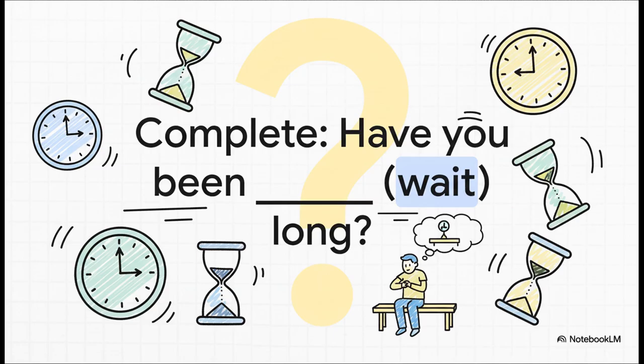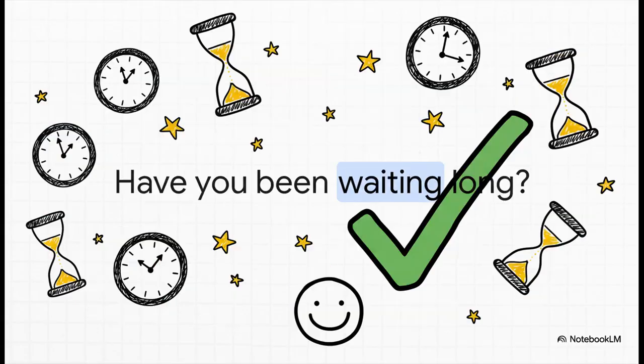This time it's a question. You see your friend. They look a little bored. You might ask, Have you been blank long? How do we change the verb wait? Perfect. Have you been waiting long? See, even when you flip it into a question, that ing rule stays the same.